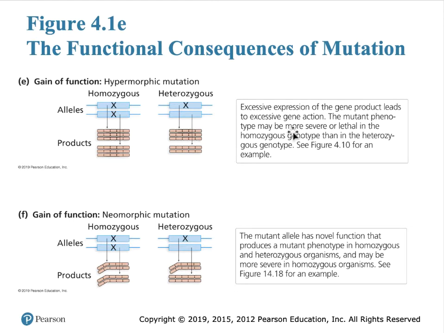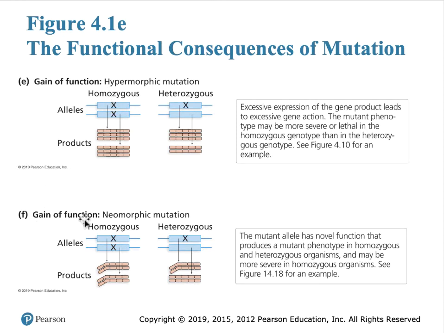That may give an advantage. And if we have both alleles mutated, we may get 6 units of product. Now sometimes this may be too much for the cell to handle, and this condition can be lethal. But we'll look at that in the future. Let's move on to the bottom part.